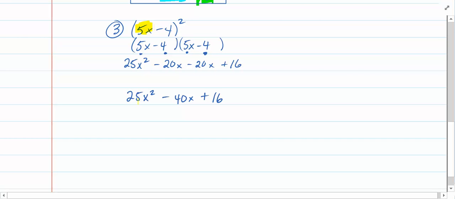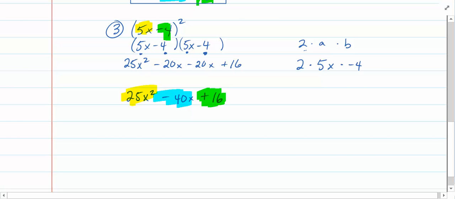Is our first number from the binomial squared in the result? Yes. Is our second number from the binomial squared in the result? Yes. Do we have a positive sign at the end? So far, so good. Lastly, we need to verify that negative 40x is indeed equal to 2 times our first piece of the binomial times the second piece of the binomial. Remember, it should be 2 times a times b. This is the form from the original video, and we're going to check that math here.